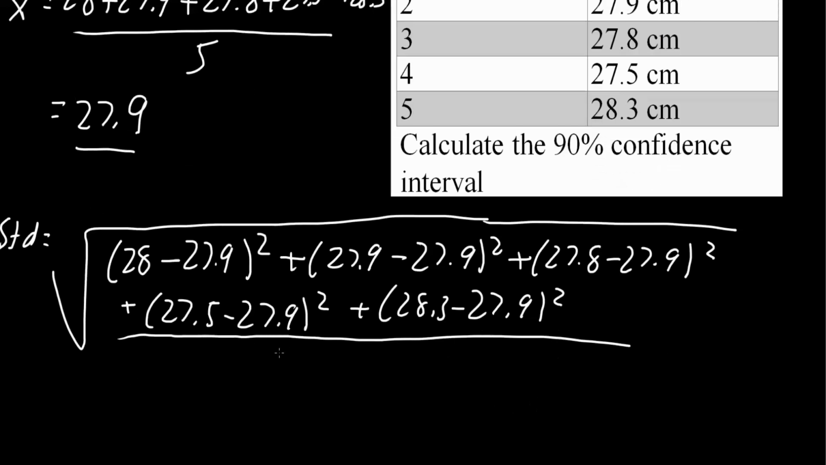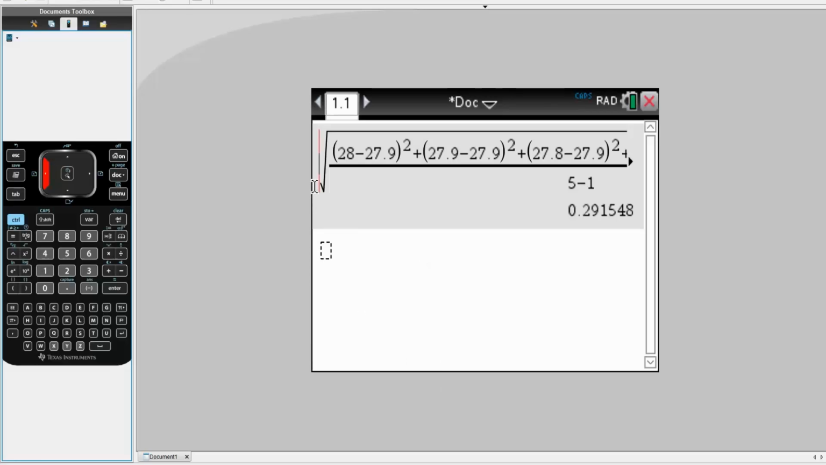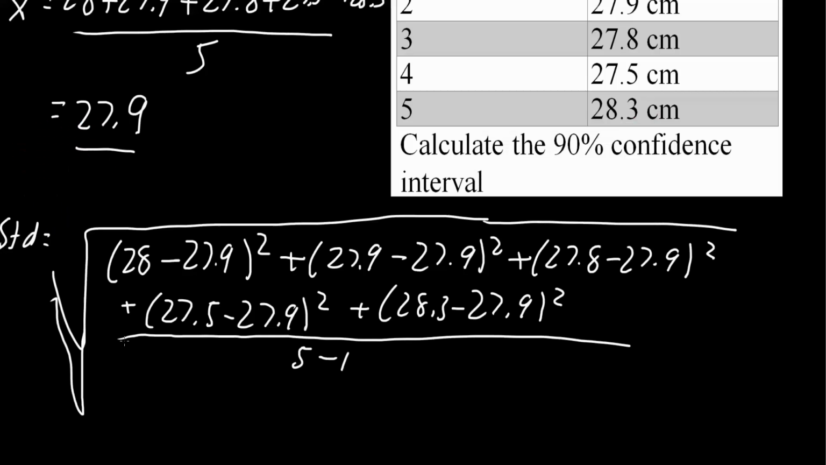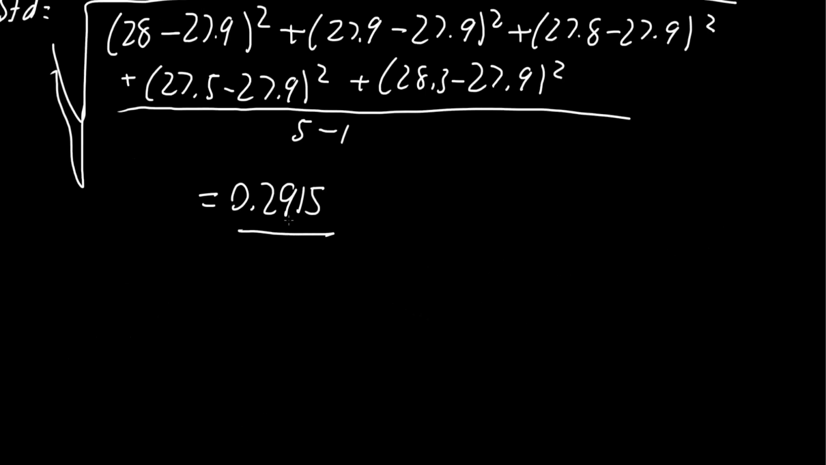Finally, we'll do n minus 1. We have 5 terms, so 5 minus 1. Now, the 5 minus 1, we're also including in our square root. And so I'll show you what I mean using my calculator. So it will look something like this, where the square root applies to the numerator and the denominator. And we got 0.2915. Now this is our standard deviation.